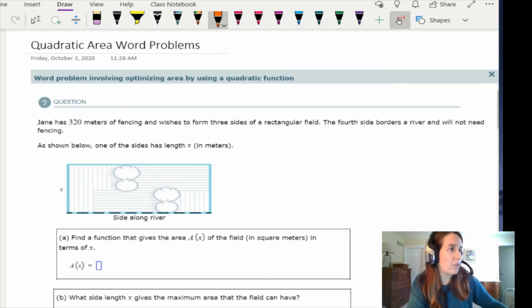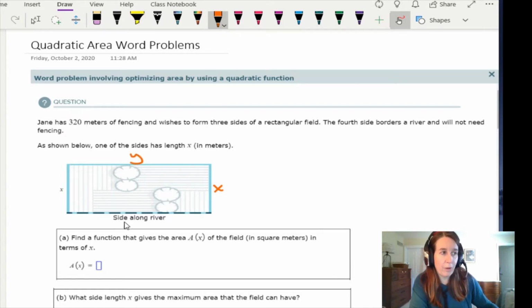So this first one that I took directly from ALEKS says Jane has 320 meters of fencing, wishes to form 3 sides of a rectangular field. The 4th side's a river, no fencing. Okay, and then they do give you that this side they want to call X. So hopefully we also know that this side would be X, right? And we don't actually know the length of this side, so I'm just going to call it Y, because I don't know what it is.